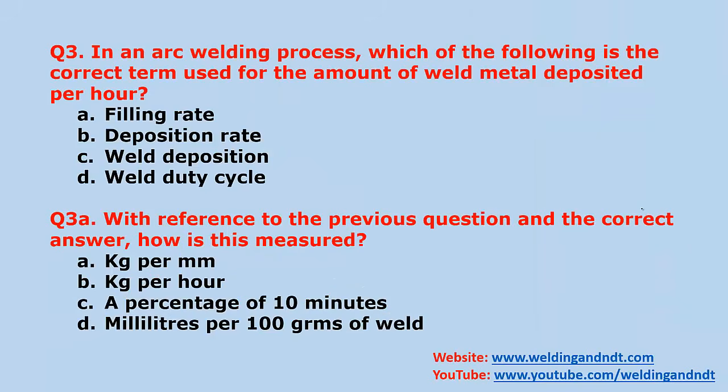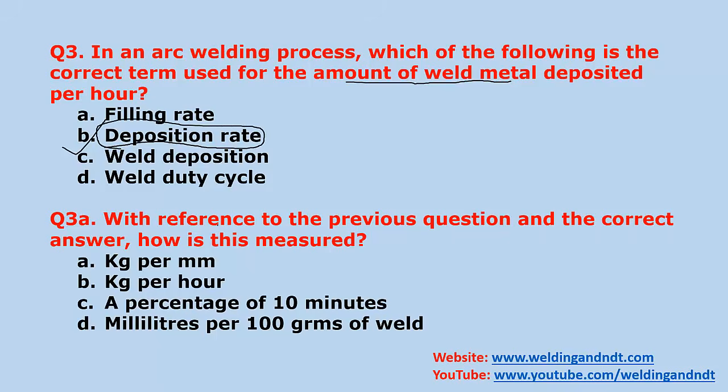Question number 3. In an arc welding process, which of the following is the correct term used for the amount of weld metal deposited per hour? So the amount of weld metal deposited per hour is very simple. It is called deposition rate. The amount of weld metal which is deposited into the weld pool is called deposition rate.